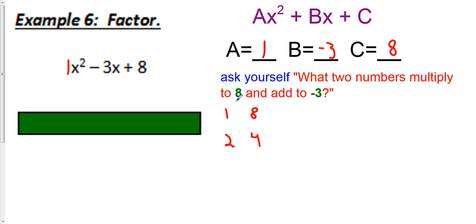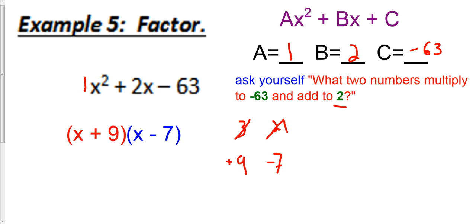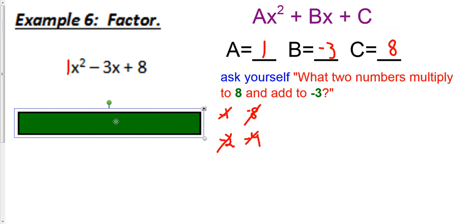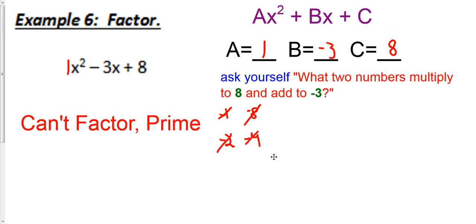And again, we need to make sure that they would all be negative, because they're adding to a negative number. Well, negative 1 plus negative 8 isn't going to work. And negative 2 plus negative 4, that's also not going to work. So if none of these work, again, like before, this one we cannot factor it.